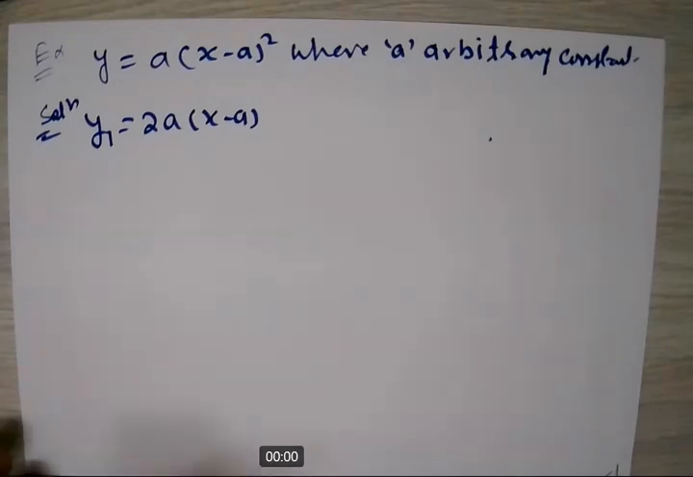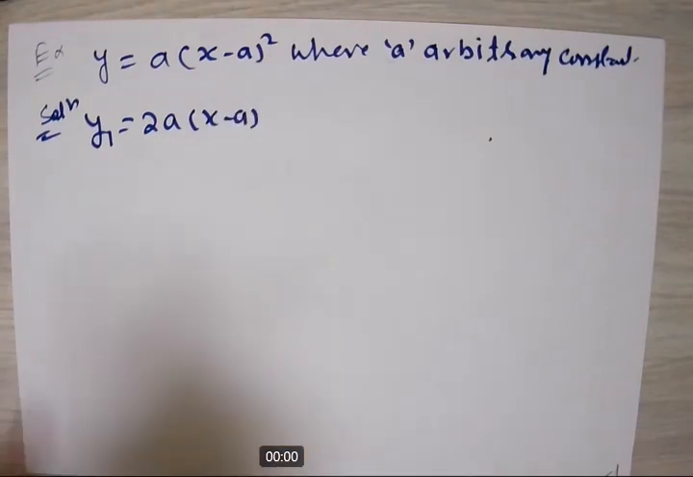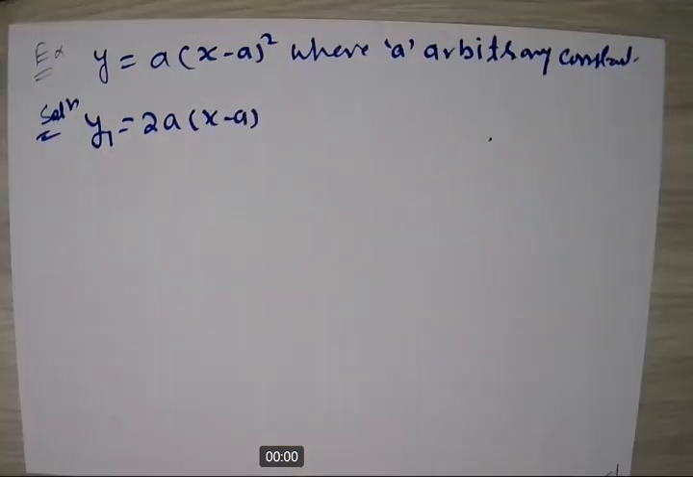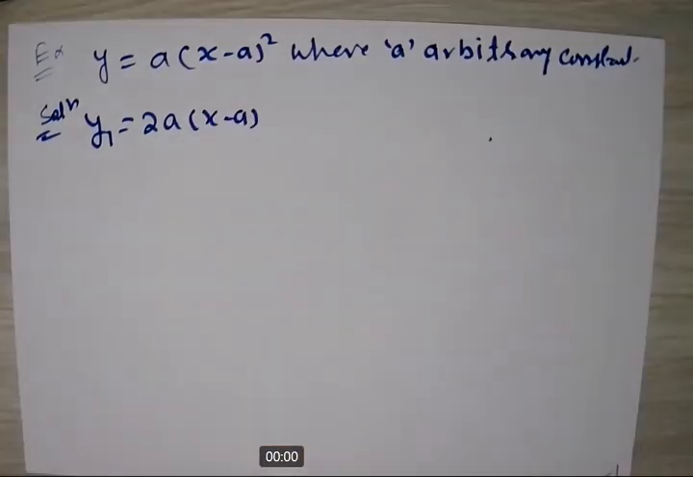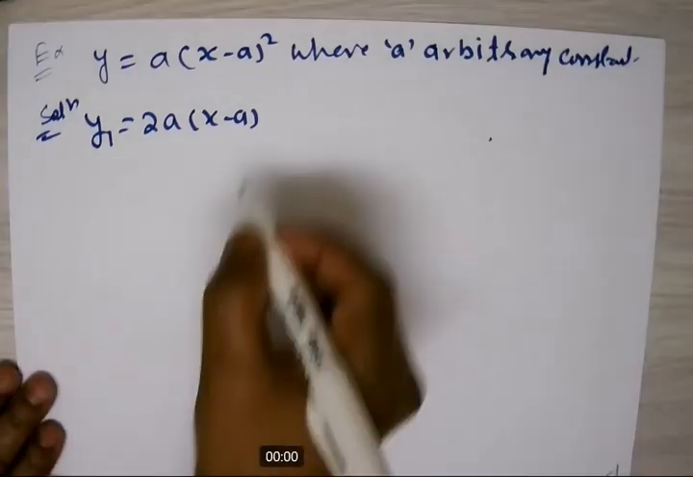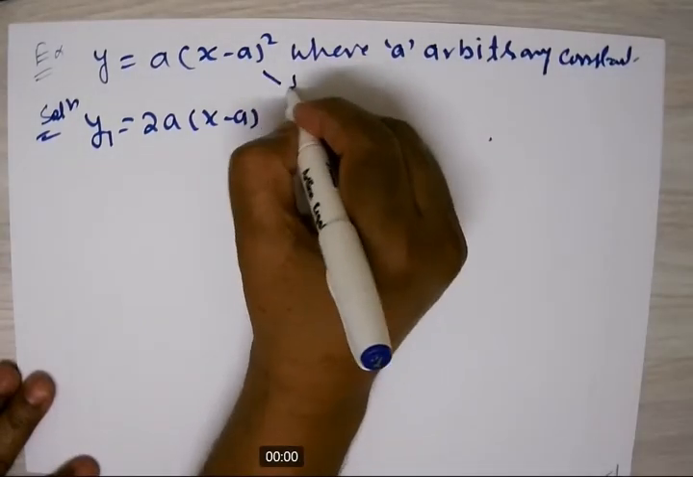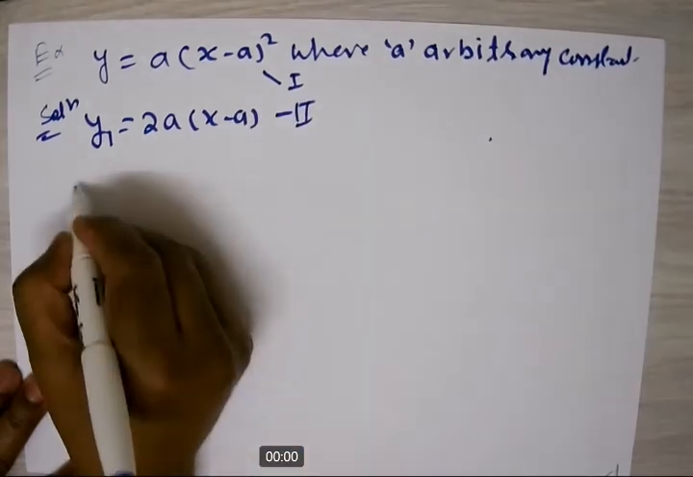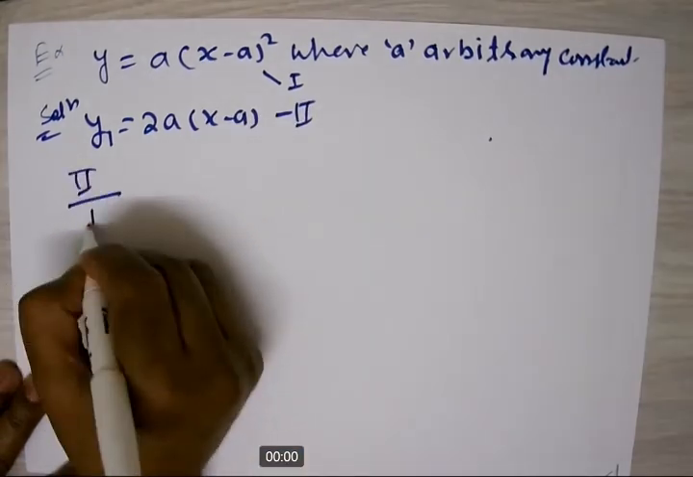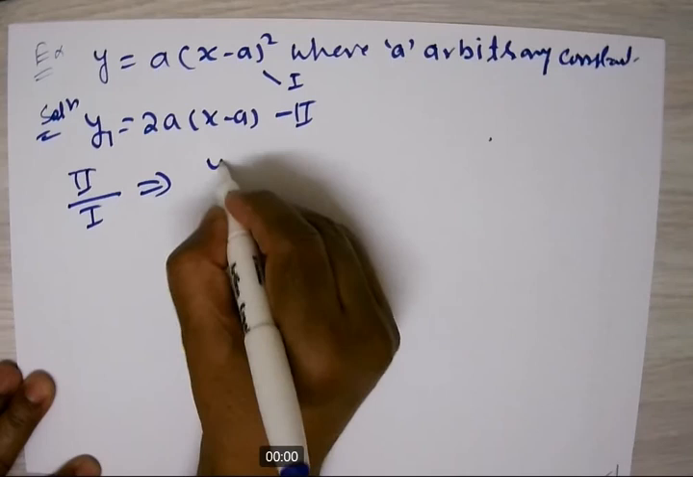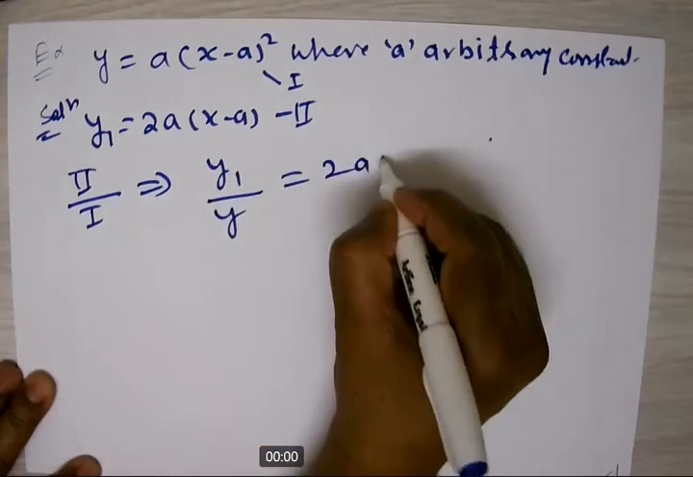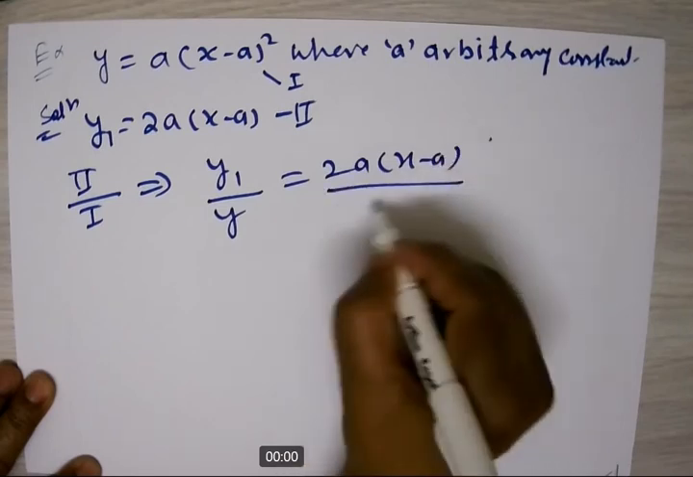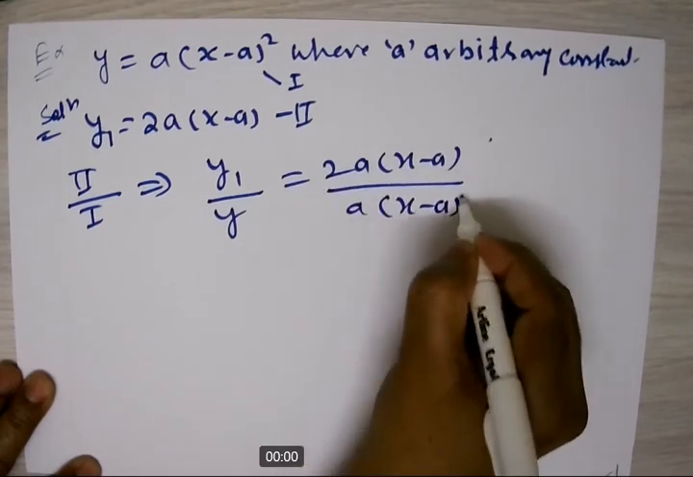By using this one and this one, you have to cancel a. The derivative process is finished; now you have to cancel a by means of algebra. So now see that one, I am assuming this is equation first and this is second. So second by first: y1 divided by y equals 2a(x − a) divided by a(x − a)².